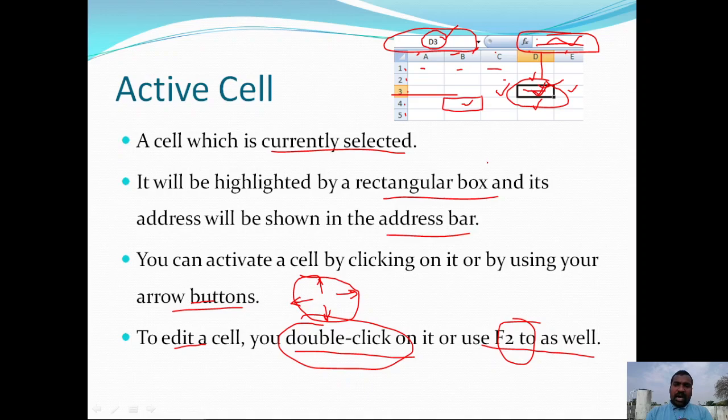So after choosing the active cell, you can enter the content into the active cell in three ways. One is double click on it and enter the text or information. Press the F2 function key and enter the information. Move on to the address bar and enter the information. So these are the three ways that we can use to enter the information into the active cell.